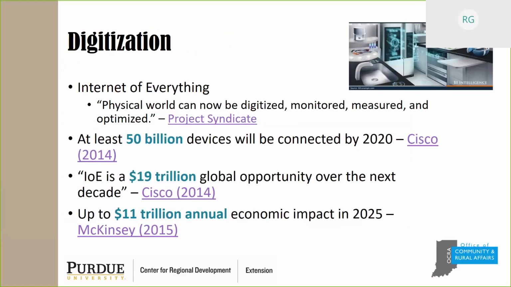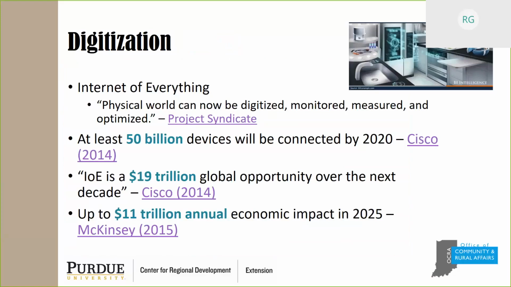This is leading to what is being called big data. It is expected that 50 billion devices will be connected to the Internet by 2020. Just to put it into perspective, there are about 7.5 billion of us humans, so it's going to be at least 4 times that. The Internet of Everything is a 19 trillion dollar global opportunity over the next decade. That was 5 years ago, so we're halfway through that mark.